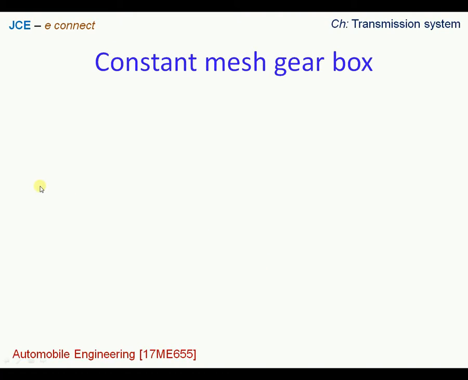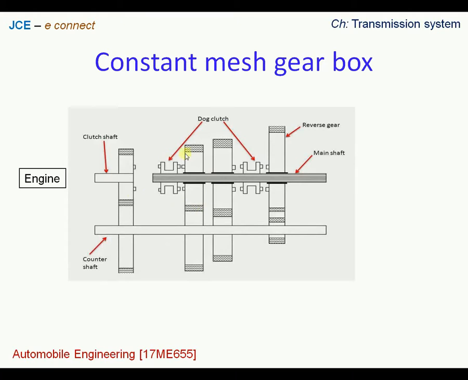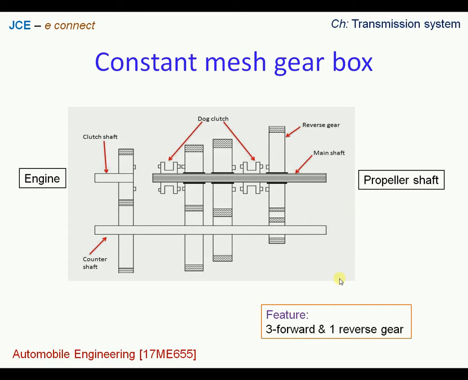So we have an engine on the left side, followed by clutch, and then we have a gearbox here, which is also called as transmission. And then onto the right side we have propeller shaft and so on. And we have 3 forward and 1 reverse gear arrangement in this gearbox mechanism.